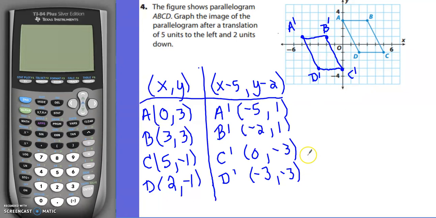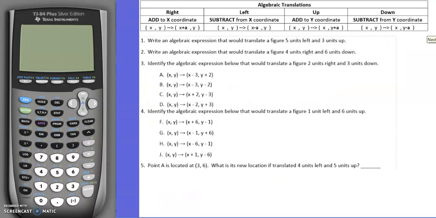All right, flip it to the back side. So these are the rules. When you add to the x, you're plusing. When you're going left, you're subtracting from the x. When you're going up, you're adding to your y. And when you're going down, you're subtracting from the y.